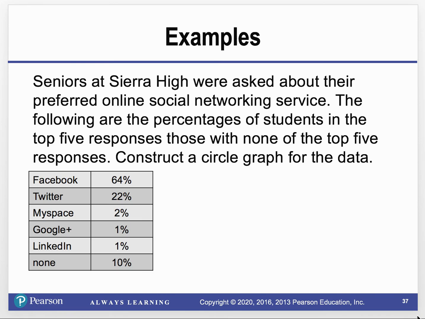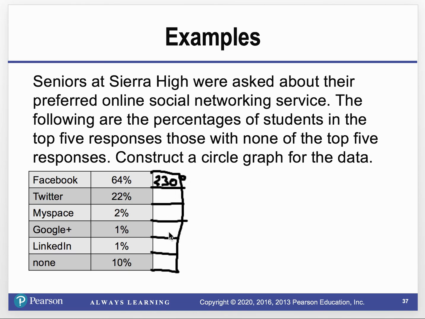Okay, so the first thing I got to do, I need a calculator for this. They've already given me this in percentages, but I'm going to add a column here for degrees. Okay, so 64%, I need to know how many degrees that would take up. So 0.64 times 360 is 230.4 degrees. So I'm going to say, well, that's 230 degrees.